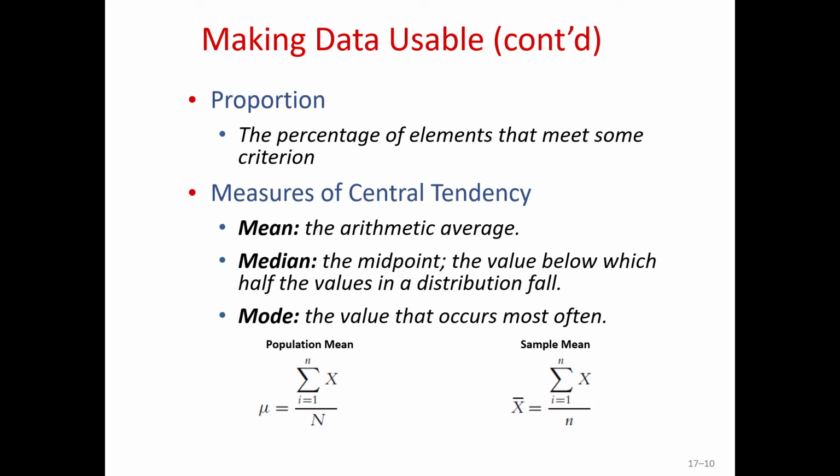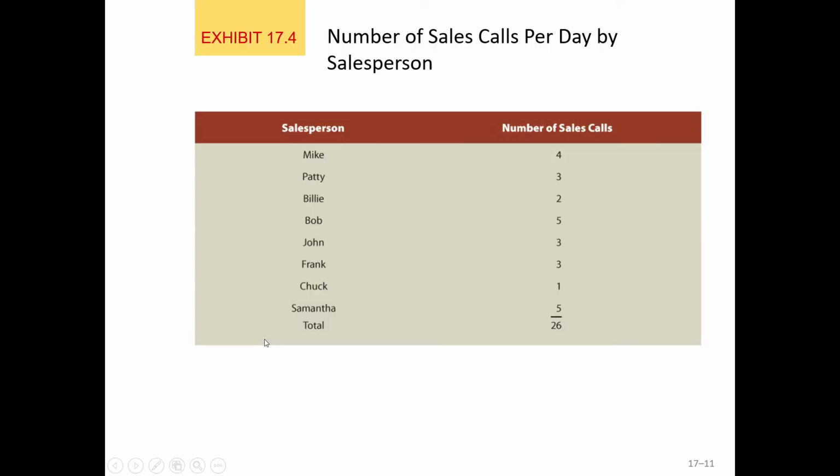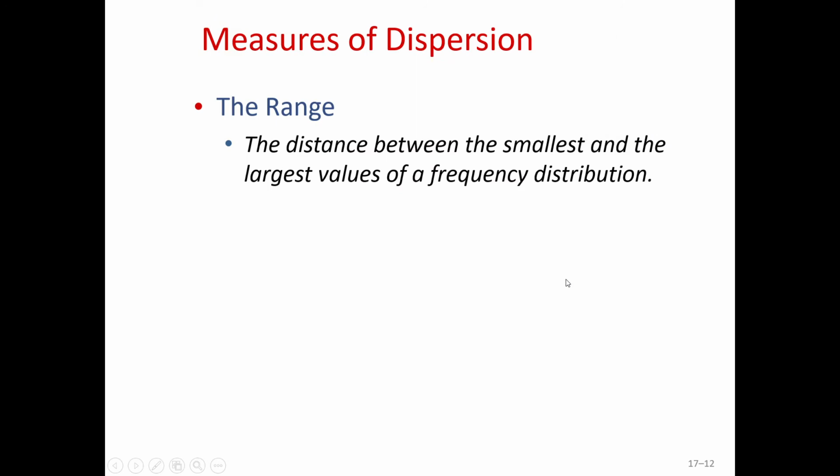The mode refers to the most popular fashion. In statistics, the mode is the measure of central tendency that identifies the value that occurs most often. This is the mean, median, and the mode. And here we have the number of sales per day, how many we have in total for each. Based on that we can do the calculations.